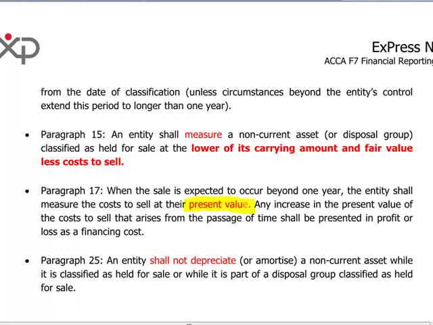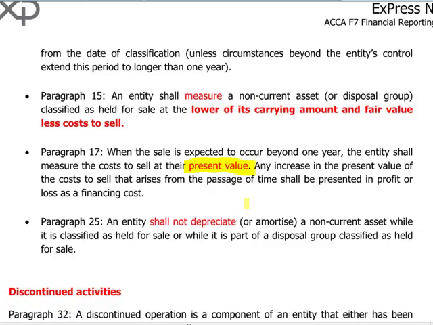Once I classify a non-current asset as held for sale, I shall not be depreciating it, or amortizing it if it's an intangible asset, from the moment when it's classified as held for sale until the moment of the actual sale. In terms of presentation in the statement of financial position, we will not show the disposal group within non-current assets, but as a distinct category within current assets called assets held for sale.